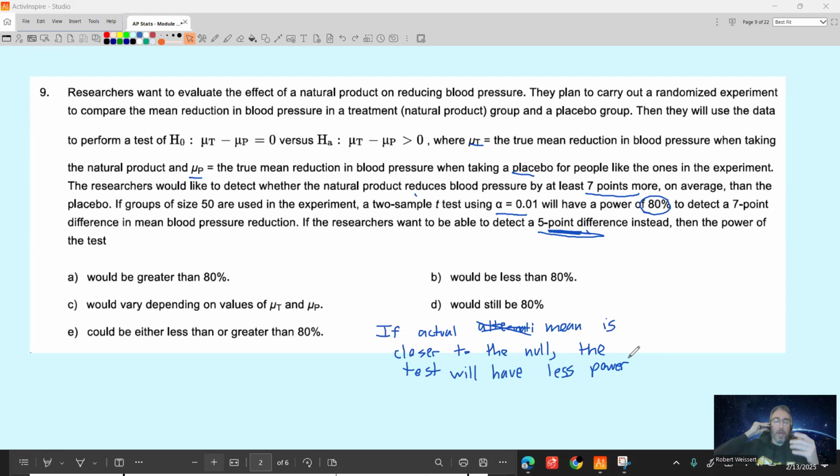Okay. Also, it's a more powerful test if you up the significance level because you're more likely to reject the null hypothesis as well. So let's see, what is it? It's going to be less than 80%. That's a tricky question, but again, if it's closer to the null, it's going to be a reduced power.